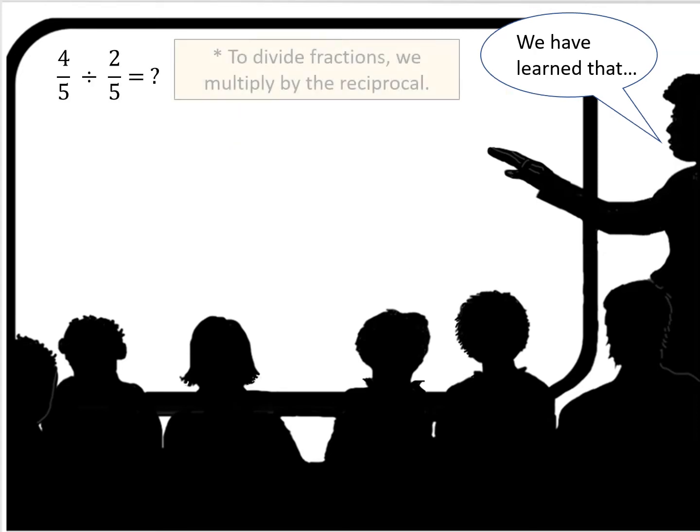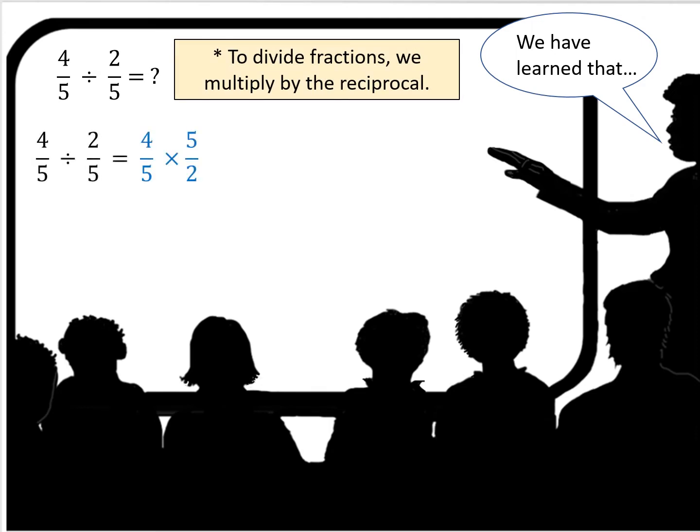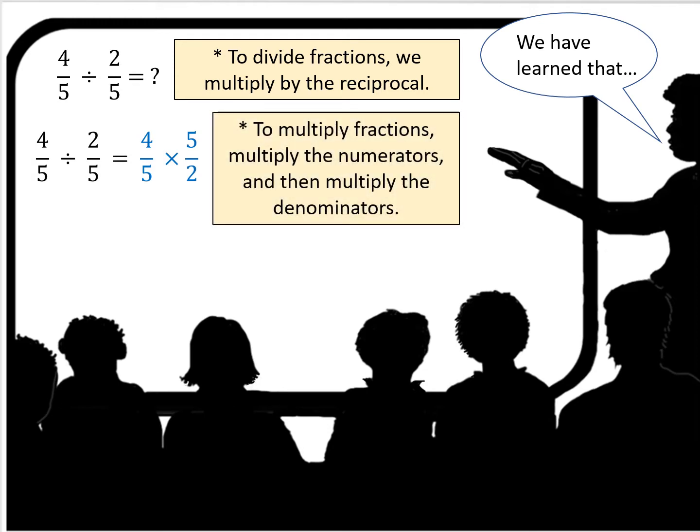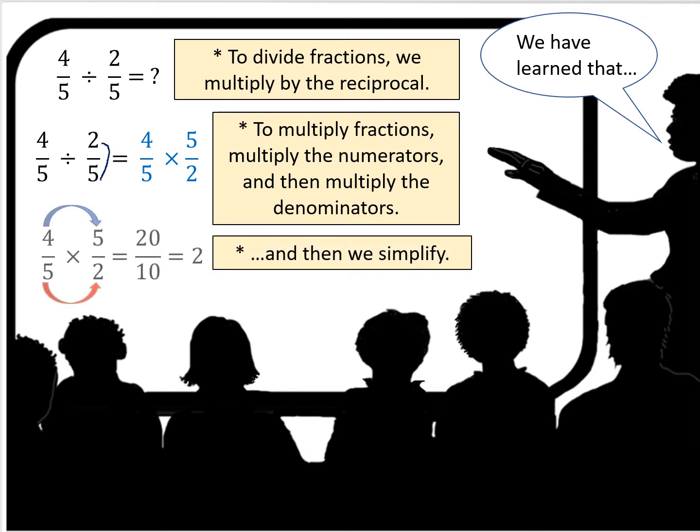We have learned that when we have an equation like 4/5 divided by 2/5, when we divide fractions, we multiply by the reciprocal. And remember that the reciprocal is the flip of that divisor. So the divisor becomes 5/2 rather than 2/5. And when we multiply the numerators, 4 times 5 is 20, and 5 times 2 is 10. 20 tenths, and we know that the last step is to simplify if needed. In this case, 20 tenths is equal to the whole number 2.